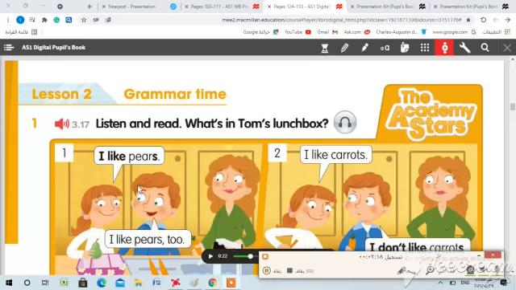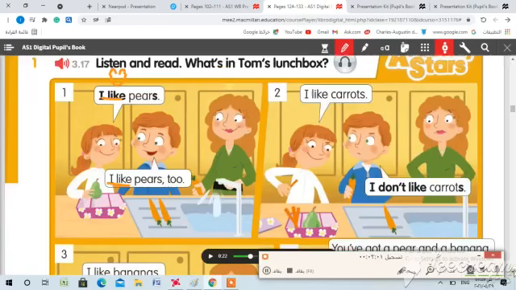In picture A, Sarah says, I like pears. I like, which means أنا أحب. I like pears. Now, Tom says, I like pears too. I like pears too, which means وأنا كذلك أحب الإجاص. I like, I like. Look at the happy face. I like pears. Happy face means I like. What about you, teacher? Do you like pears?